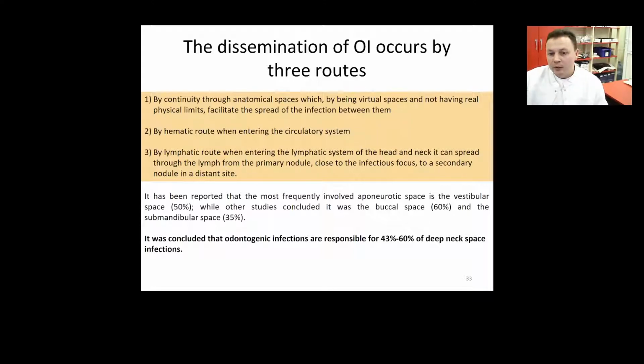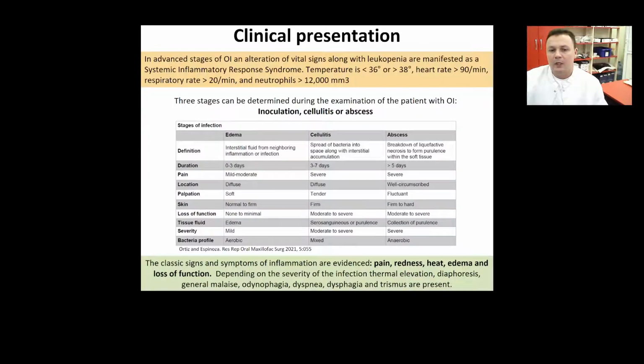It has been reported that the most frequently involved space is the vestibular space, 50%, while other studies concluded that it was the buccal space at 60% and the submandibular space at 35%. Beyond these differences, it was concluded that odontogenic infections are responsible for 43 to 60% of deep neck space infections.